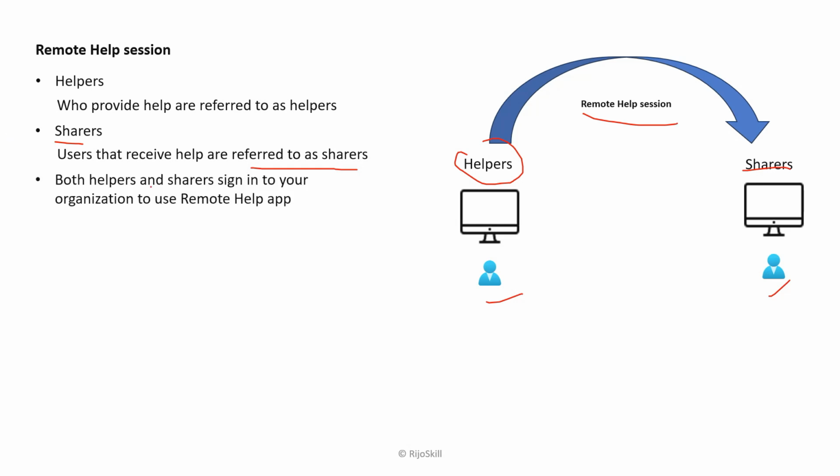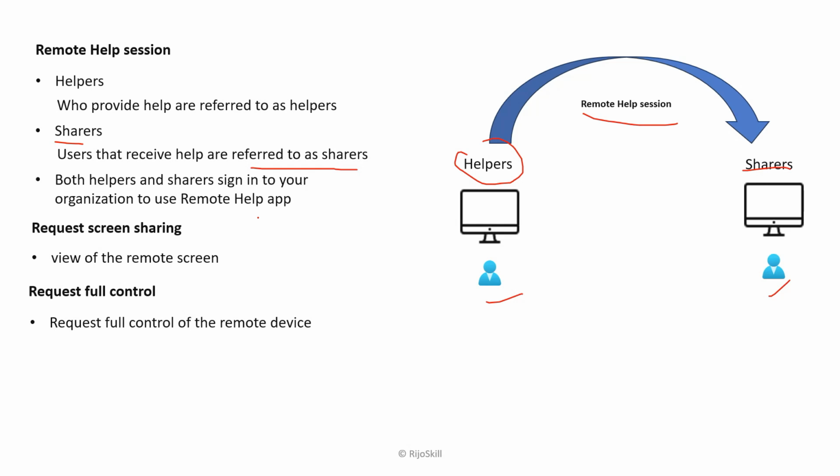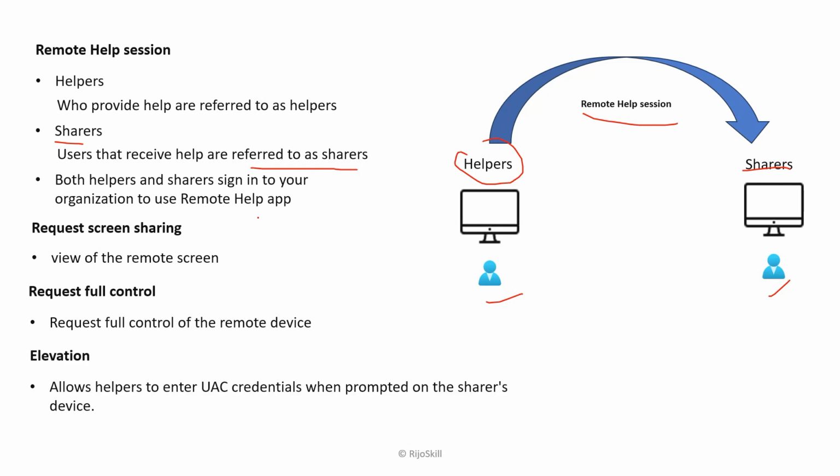Both the helper and sharer must sign in to your organization when you need remote help. There is a request for screen sharing, to view the remote screen, and another request for full control of the remote device. And elevation means allowing the helper to enter the UAC credentials when prompted on the sharer's device. So these are the three requests available for remote sessions.